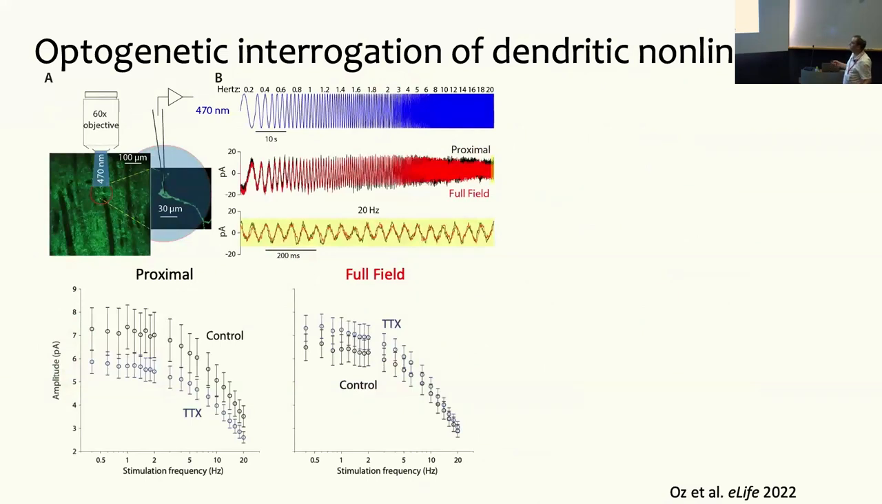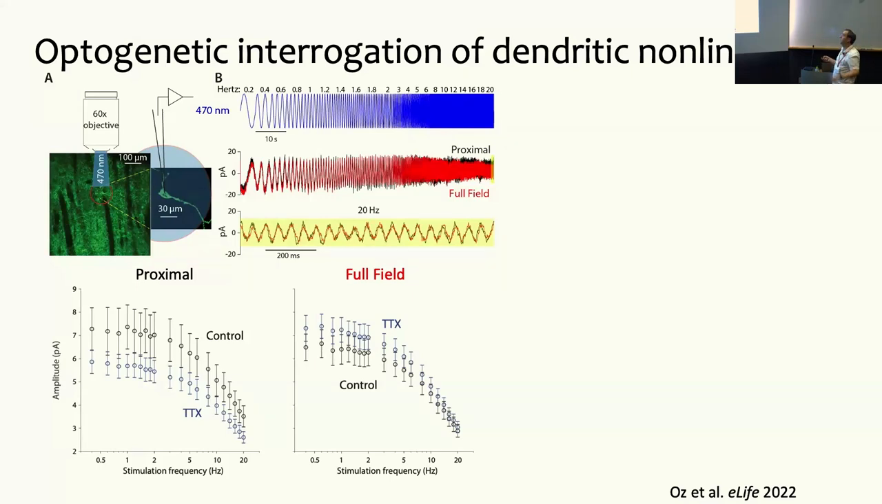And the final thing I'll just flash at you is to show you that we've extended, this is already not using phase response, but with this method of illuminating proximally versus distally, we also use it to study cholinergic interneurons in the striatum that are also pacemakers, but that's less important here. And just to study those nonlinear properties of their dendrites, okay, we know they're nonlinear.